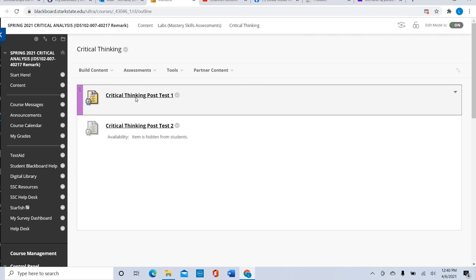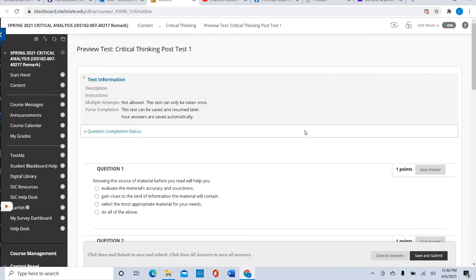All right, critical thinking post-test 1. This is a combination of information from chapters 6, 8, and 9, really. That's why I wait until later in the semester to go over this one, since it does combine multiple chapters' worth of info.